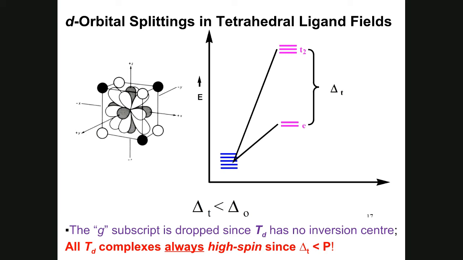I'm getting stuck on this here, but I think I've been able to draw your attention to the fact that the splitting pattern that happens in a tetrahedron is essentially different from what happens in an octahedron. It is the opposite of that. You can see the two orbitals are now at the lower end, and the three orbitals are now at the higher end. So it's actually an inverse of the splitting that you've seen in an octahedron.